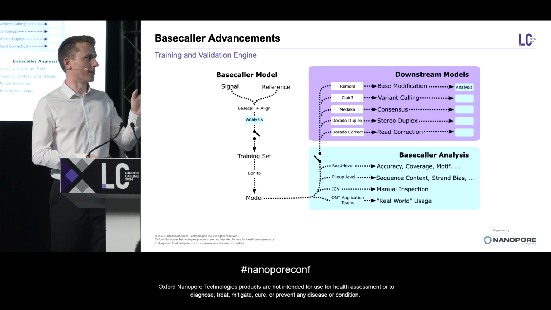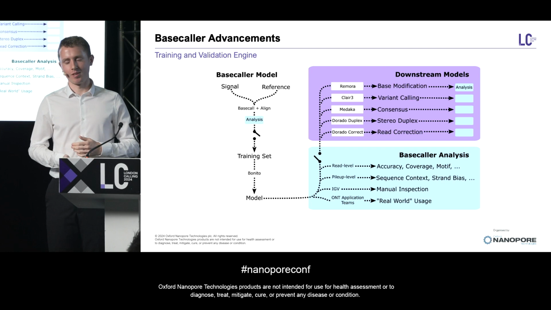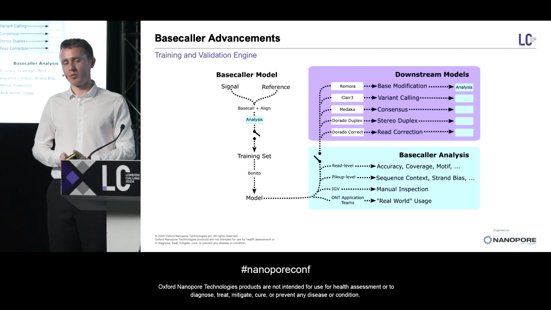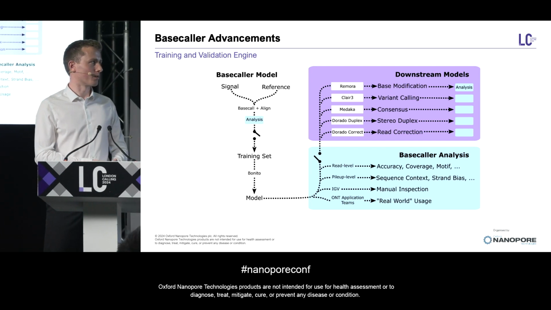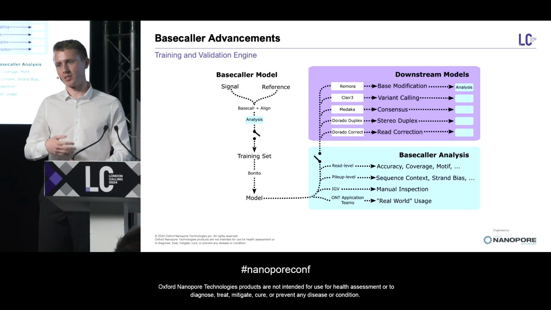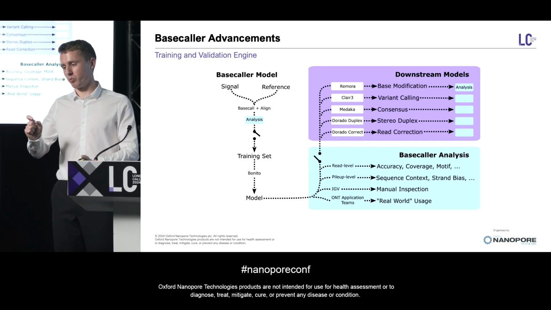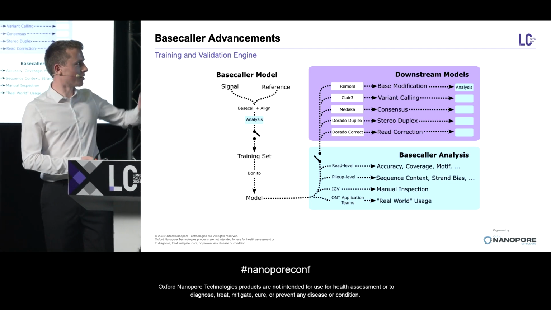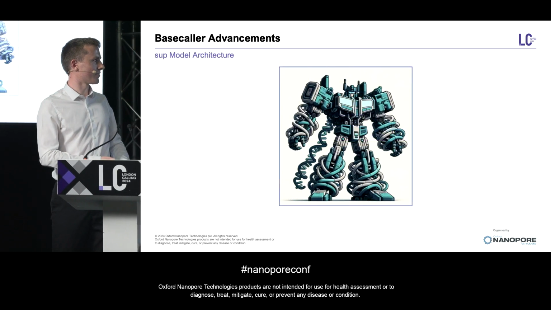But we also look at the downstream analysis tools. So, for example, for Clair3, to get our variant calling indel, we did work on improving the training optimization dynamics there, which led to the large improvement, coupled with the improvement from the V5 model set. So that's an overview of our training and validation engine.